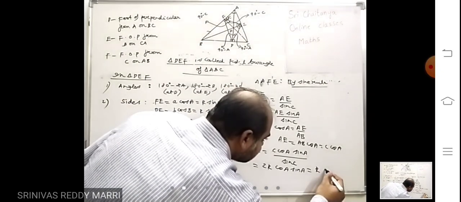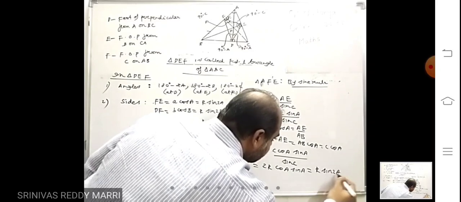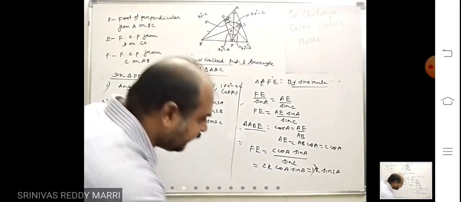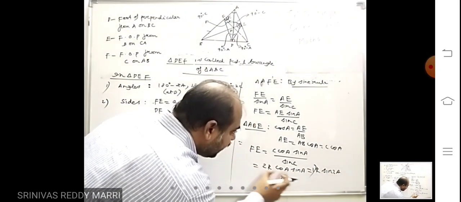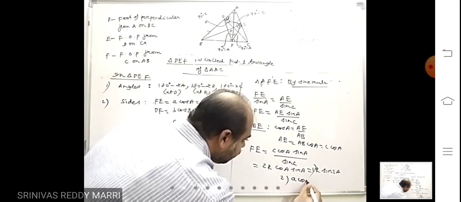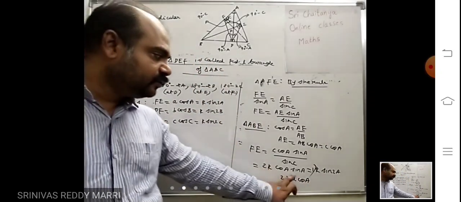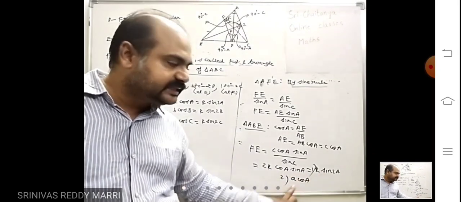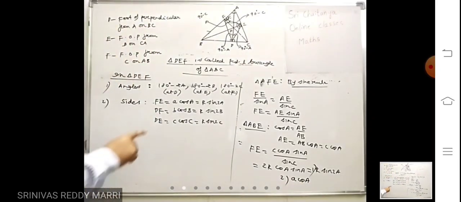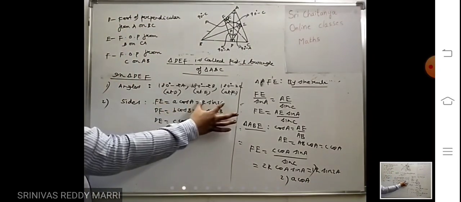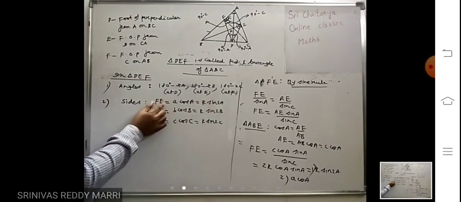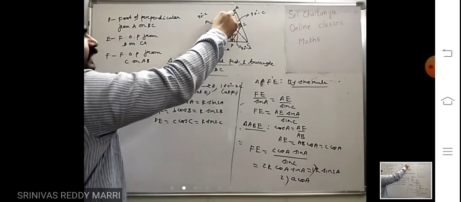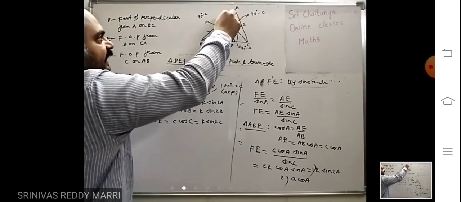2R sin A cos A is written as R sin 2A. That is one formula. And another, second formula: 2R sin A can be written as a. R into 2 sin A cos A is that. If you write 2R sin A as small a, a cos A and R sin 2A are the same. This is the side. You remember this formula easily. FE is nothing but R sin 2A. FE is near angle A.